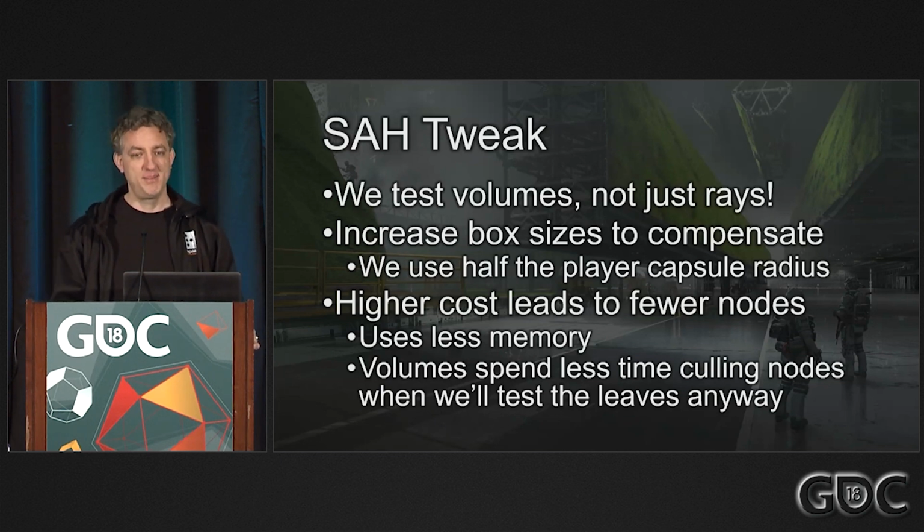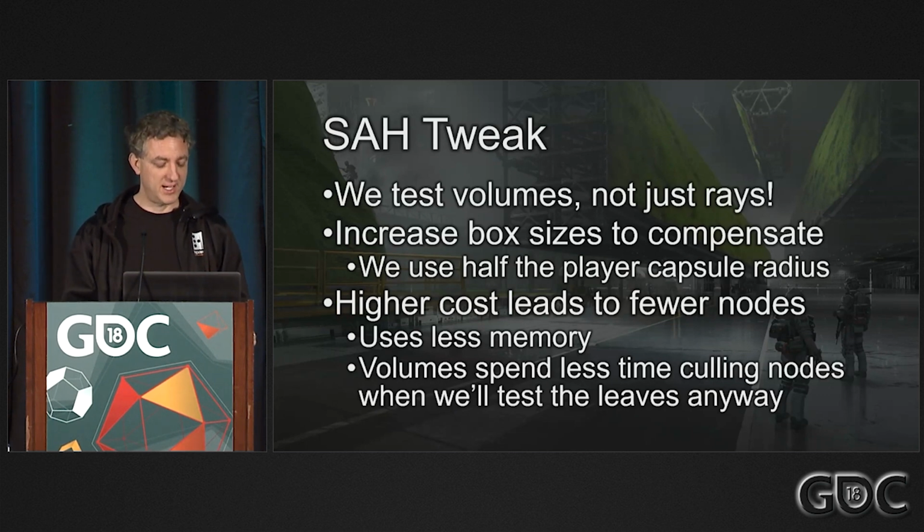Now, we tweak it slightly because we expect to test volumes, not just rays, because we expect players to collide with the world and Titans. So we increase the node box sizes by half the player's radius to increase the surface area cost of every box. This leads to a shallower tree with fewer nodes, which saves some memory. And it also saves some CPU time for testing boxes, because you don't spend a lot of time seeing that this player's capsule intersects a lot of leaves that are near each other, a lot of small leaves. It really helps solve the problem of lots of small leaves for small triangles.